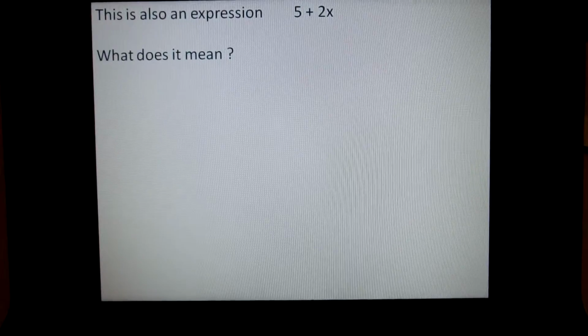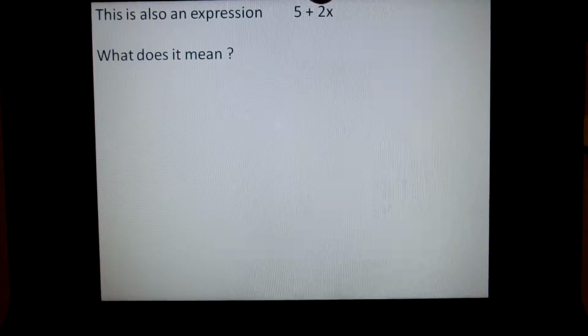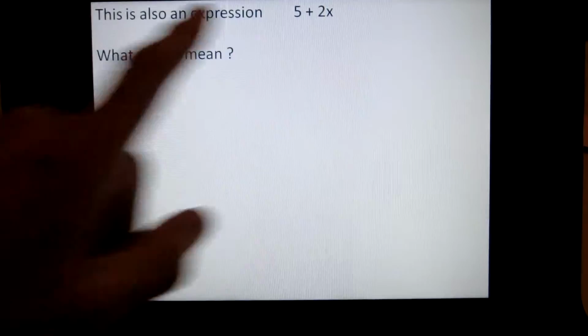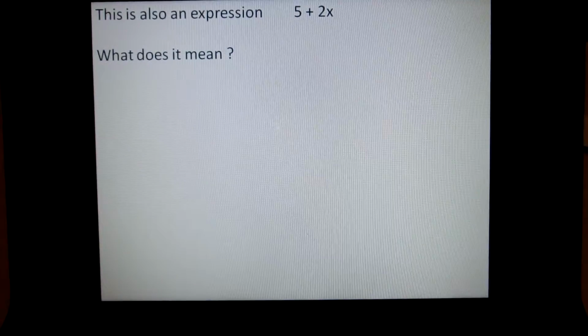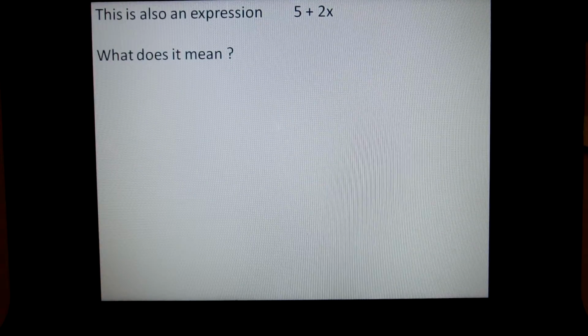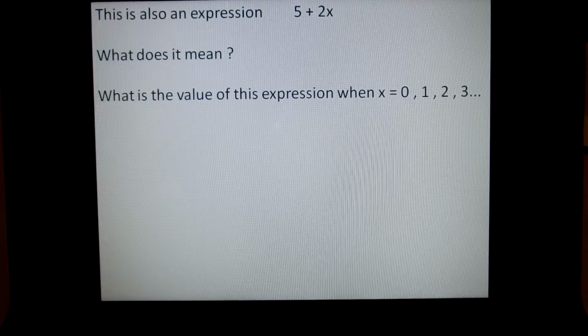What does it mean? It means two lots of x, so there's a multiplication sign in there that's not written, but we understand that it's there. So two lots of x, and it's 5 add the two lots of x. So you do two lots of x first, you do the most powerful operation first, and then you add 5. What is the value of this expression? As x changes, the value of the expression will change.